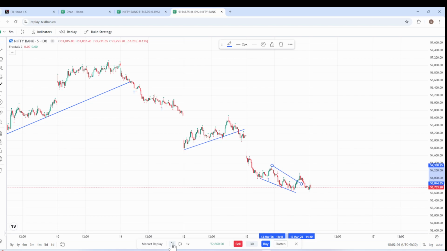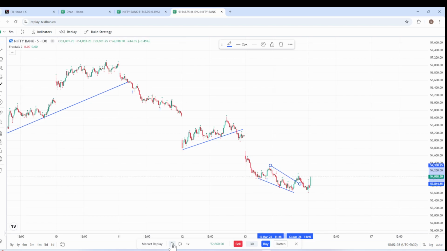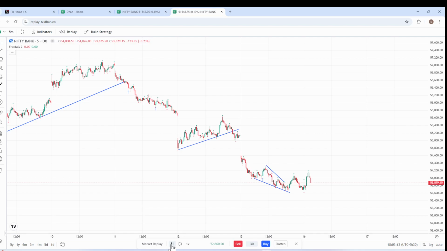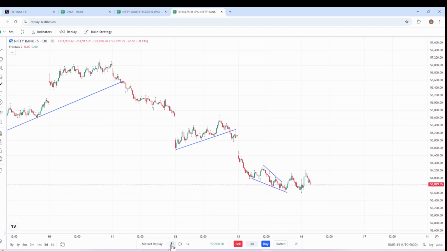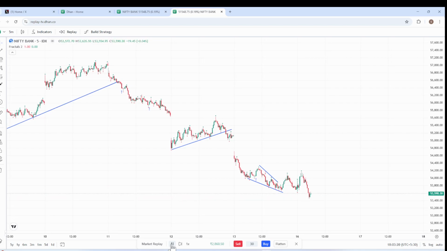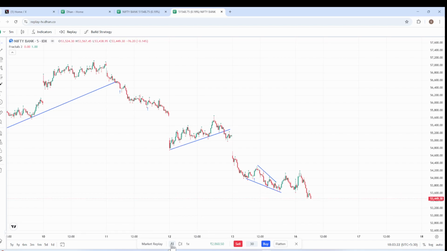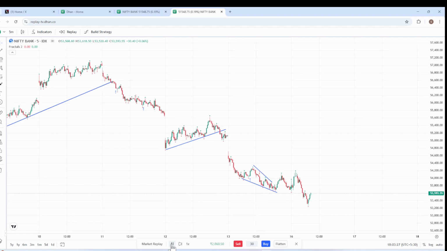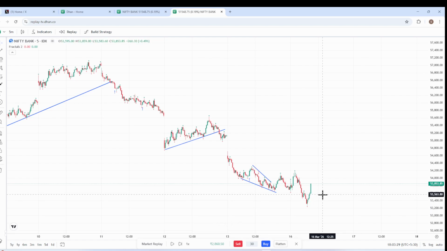It made a new low here, and then it bounced. Once it made a new low, we need the previous upper fractal to be broken. Otherwise, what happens? We get trapped in this. See, it made a new low again. Then the first fractal has been broken here.